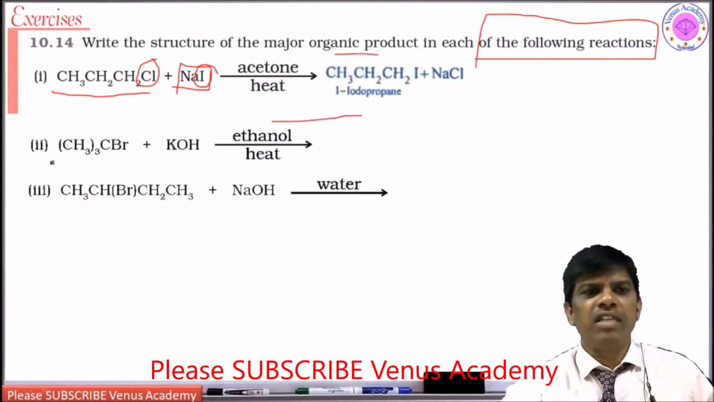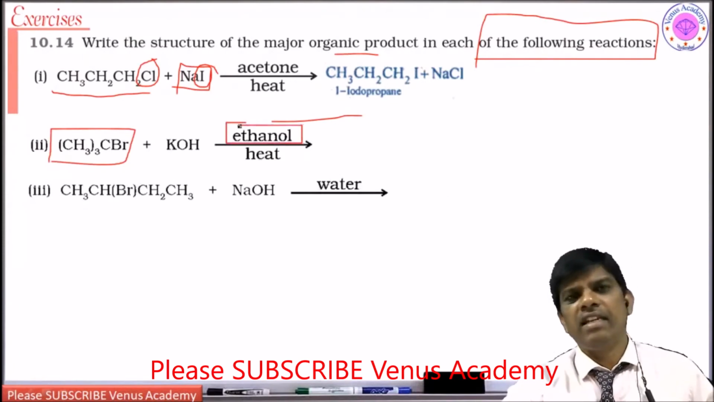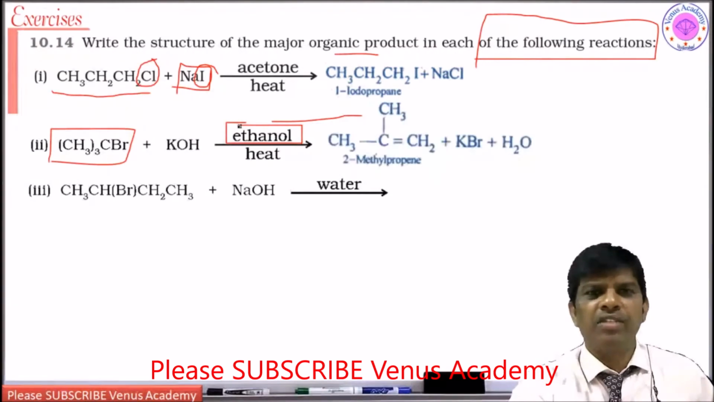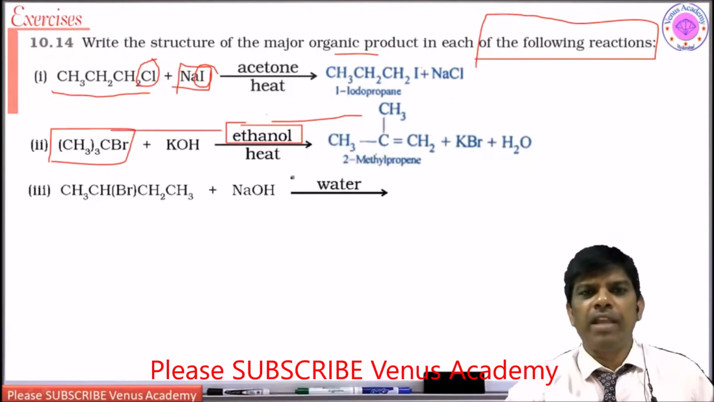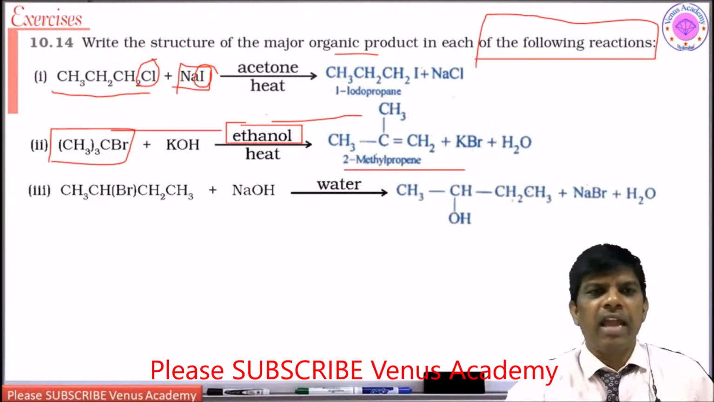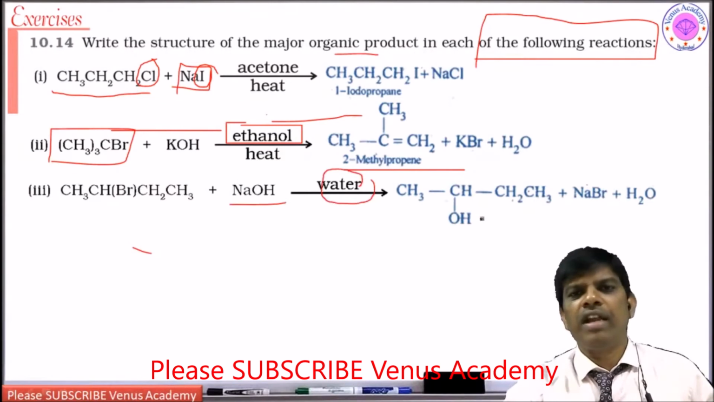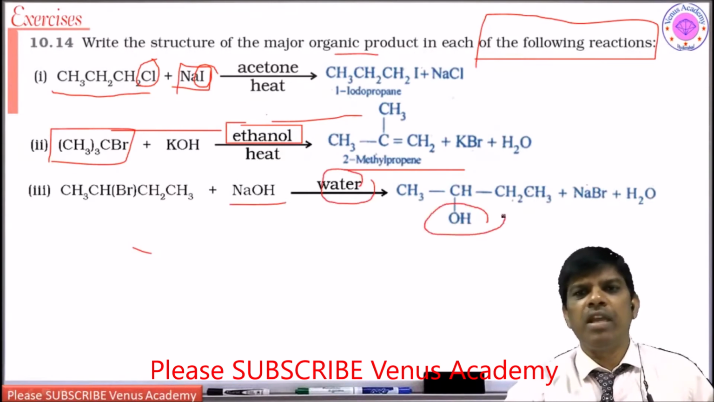So when it comes to this tertiary butyl bromide, with ethanol and heat, here your knowledge comes, friends. Ethanol means it is alcohol. So what is the reaction it undergoes? Substitution or elimination? Base in alcohol means elimination. So it is going to form 2-methyl propene. And when it comes to bromoalkane in presence of base in water, you are going to get alcohol. Substitution is going to take place.